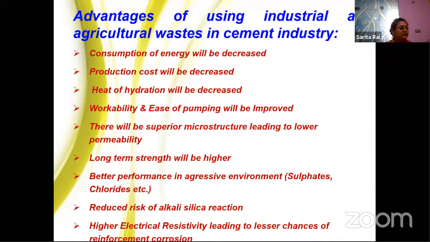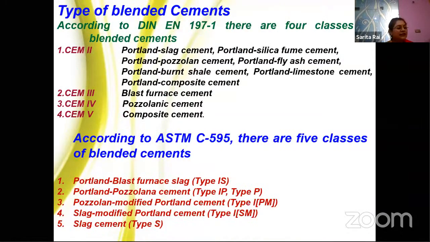According to DIN EN 197-1, there are four classes of blended cement: CEM II, CEM III, CEM IV, and CEM V. According to American Standard Testing Material C-595, there are five classes of blended cements: Portland Blast Furnace Slag Cement, Type IS; Portland Pozzolana Cement, Type IP and Type P; Pozzolan Modified Portland Cement; Slag Modified Portland Cement; and Slag Cement, Type S.